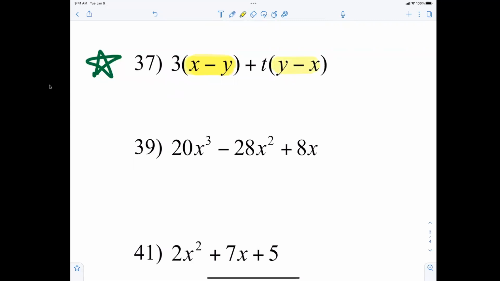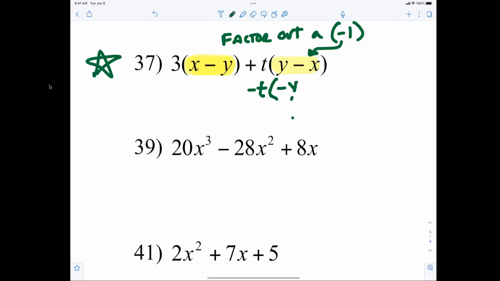Y minus x. So at the top, you are going to factor out a -1. Whenever they're different, all you do is you pull out a -1. And when you pull out a negative, what happens to the signs? They change. So I'm going to change this positive t to a negative t, and then the positive y becomes a negative y, and then the negative x becomes a positive x.